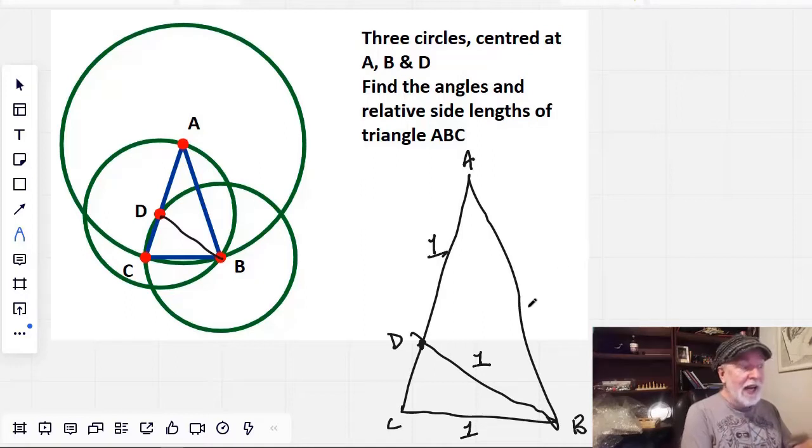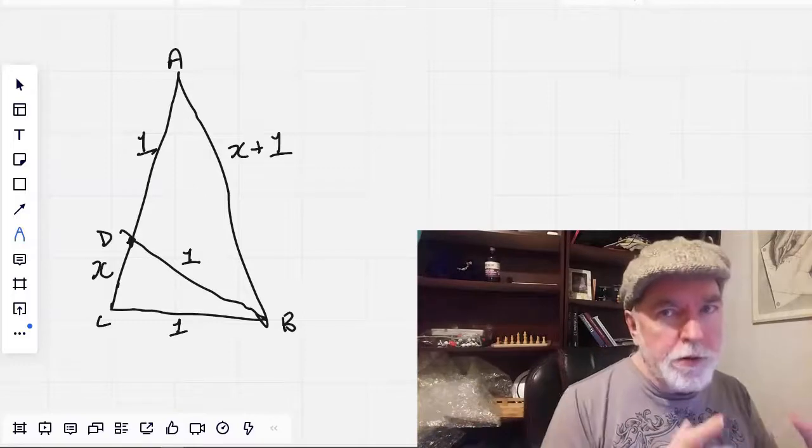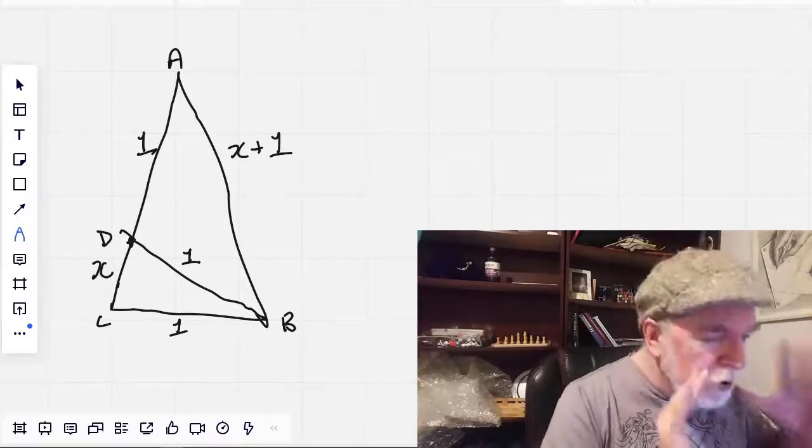Finally, A is the center of a circle that has C and B on its circumference. So that means that AC and AB are the same length. So let's call this unknown X. It turns out to be only one unknown, and so this other side is going to be X plus 1. So we've got an isosceles triangle. Now that we're done with the circles, we can just focus on the triangle. The circles have done their job.